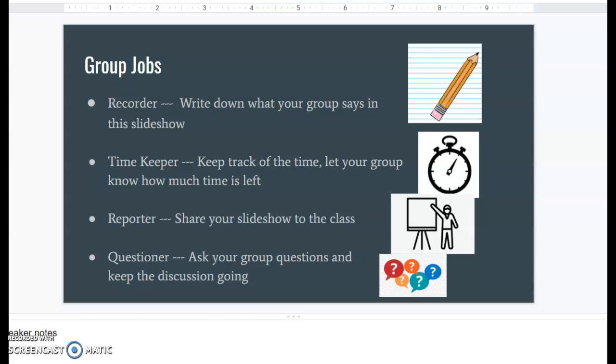So if I say you have 15 minutes, they would let you know when you need to start wrapping things up. The reporter is going to share your slideshow to the class, and the questioner will ask your group questions and keep the discussion going. So they're the ones that make sure that you're answering what needs to be answered.